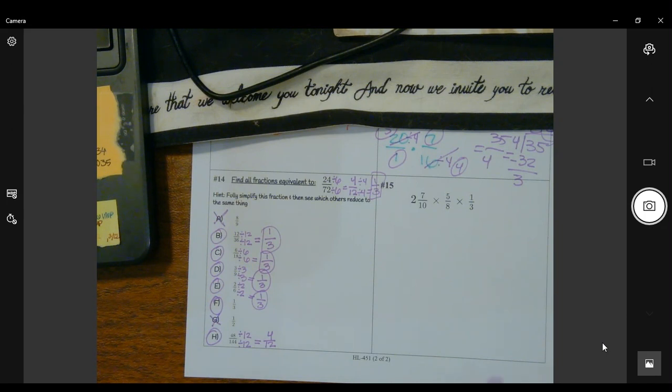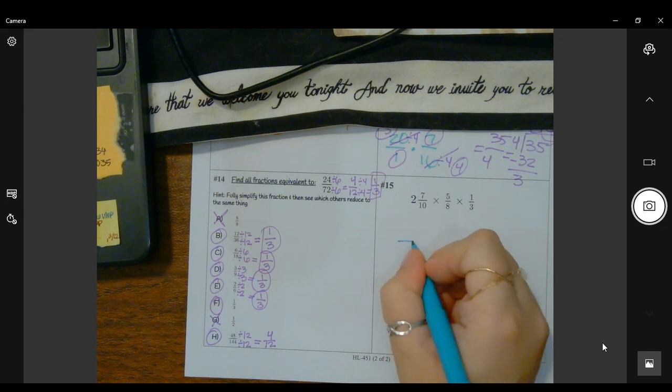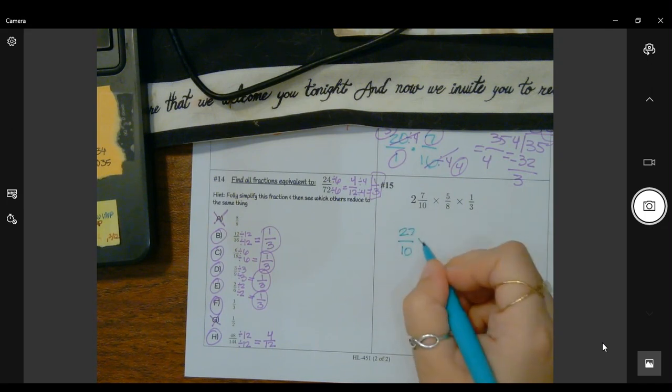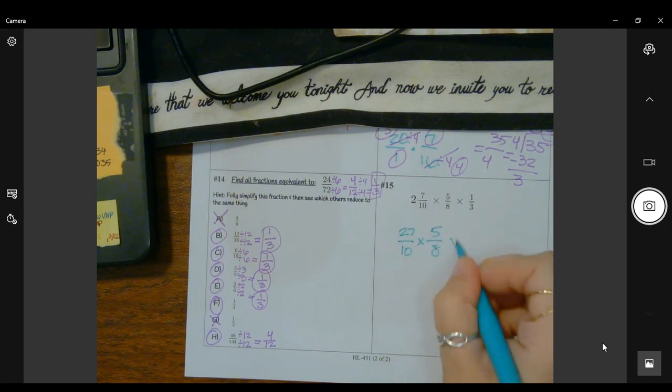Okay, that one was pretty tough. If you did good on that, great job. Last one. When there's 3 numbers, okay, first off, rewrite them all as fractions. So this one, let's change this to an improper. So 10 times 2 is 20, plus 7 is 27. Already a fraction, already a fraction.